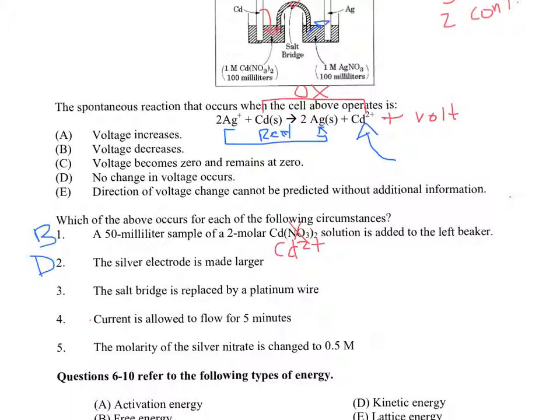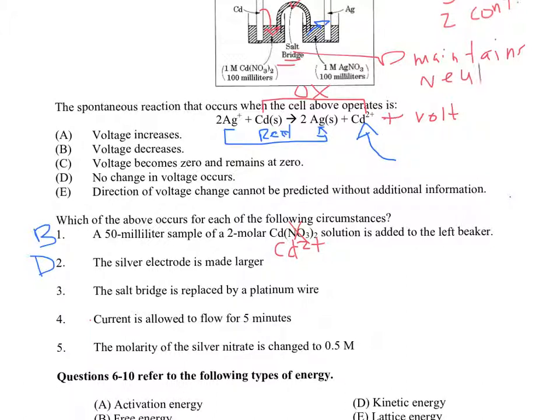All right. B, the salt bridge is replaced by a platinum wire. Basically, we take the salt bridge out and we just stick a wire in. What happens? What's the purpose of the salt bridge? It maintains what?